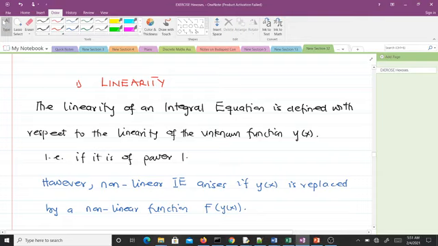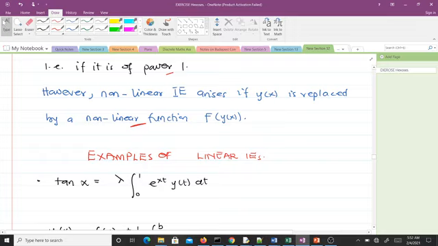So linearity. The linearity of an integral equation is defined with respect to the unknown function y of x. From our previous video, you should know what the unknown function y of x is. That is, if it is of the power 1, right? However, nonlinear integral equations arise if y of x is replaced by a nonlinear function. So I hope you get the definition, okay? So let's take an example.